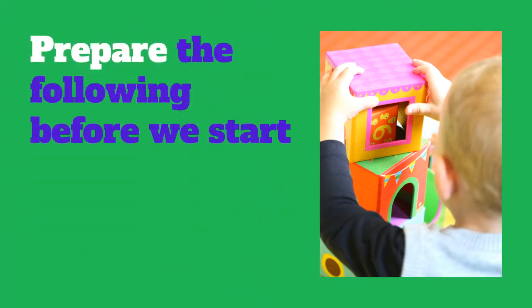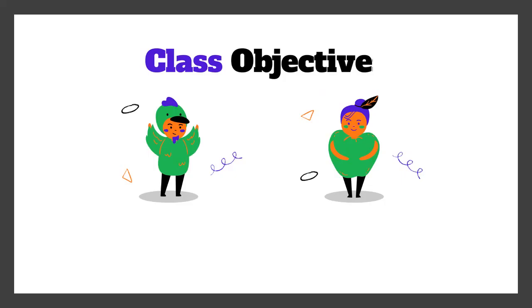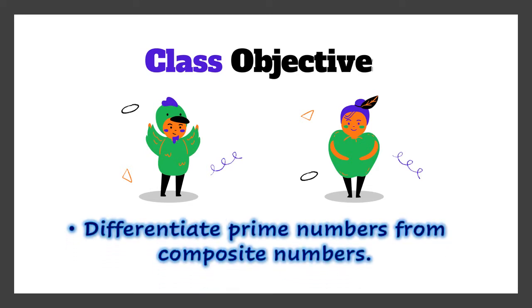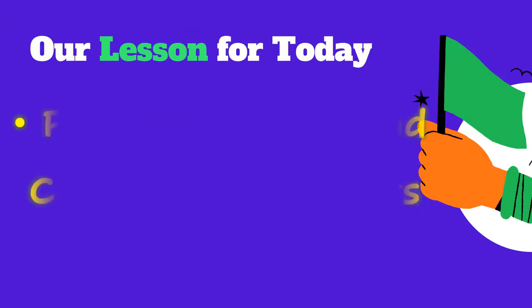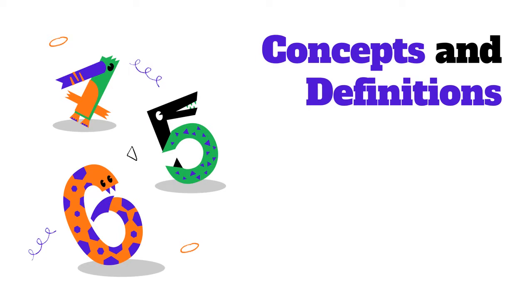Before we begin our class, make sure that you have your notebook, pen, and module in math. At the end of the lesson, you are expected to differentiate prime numbers from composite numbers. We will be discussing about prime numbers and composite numbers for this week. First, we define some terms about the topic for this week.